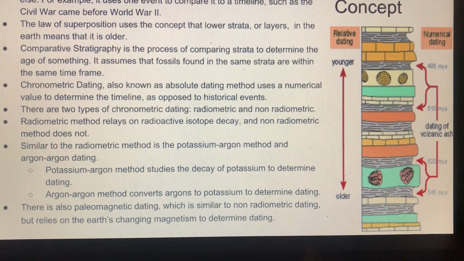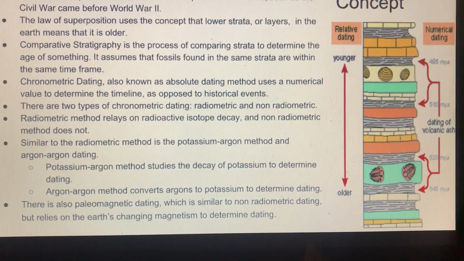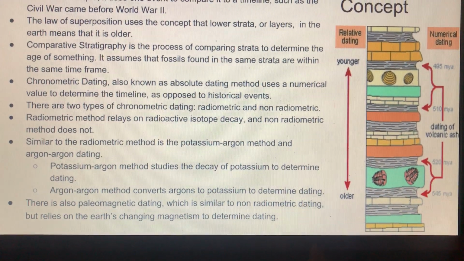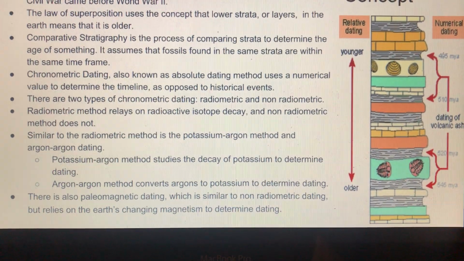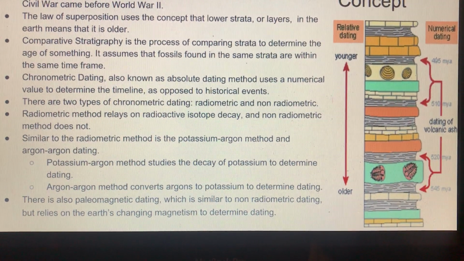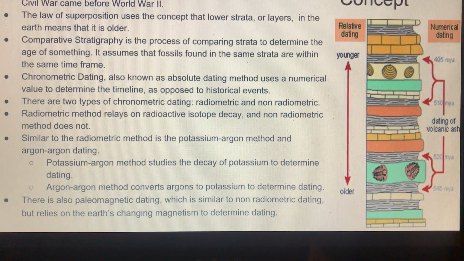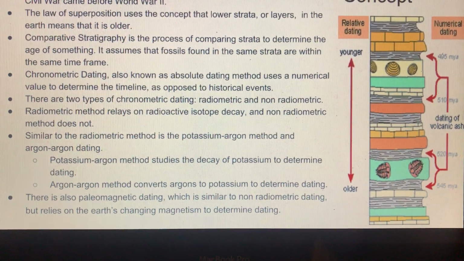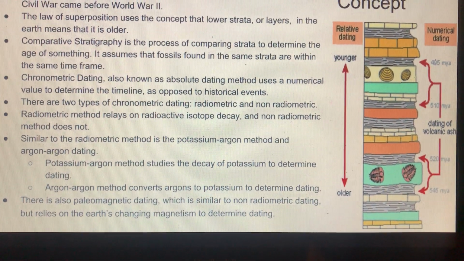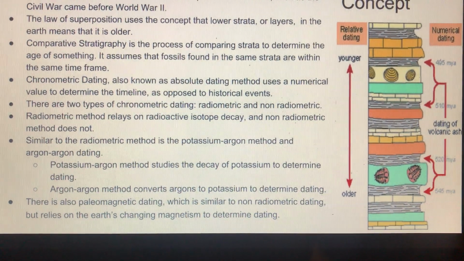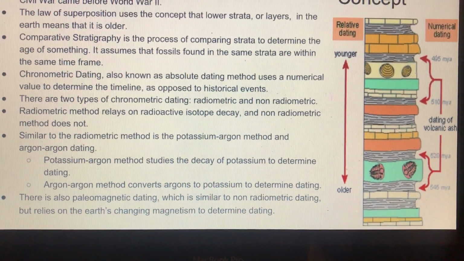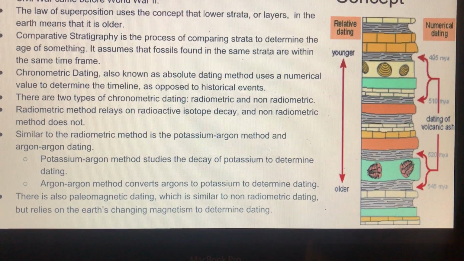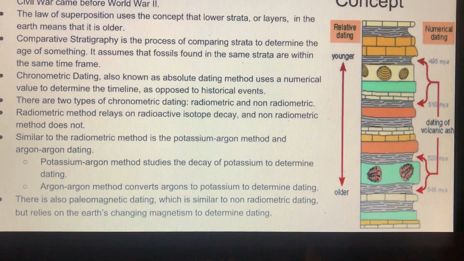Similar to the radiometric method are the potassium-argon method and argon-argon dating. The potassium-argon method studies the decay of potassium to determine dating. The argon-argon method converts argons to potassium to determine dating. There is also paleomagnetic dating, which is similar to non-radiometric dating but relies on the Earth's changing magnetism to determine dating.